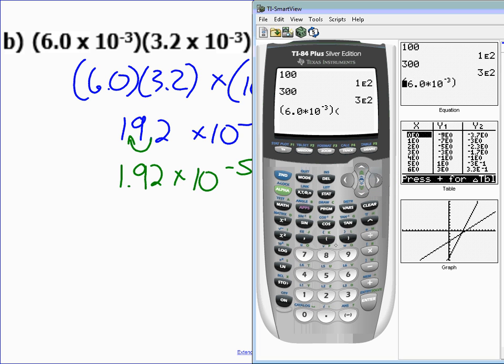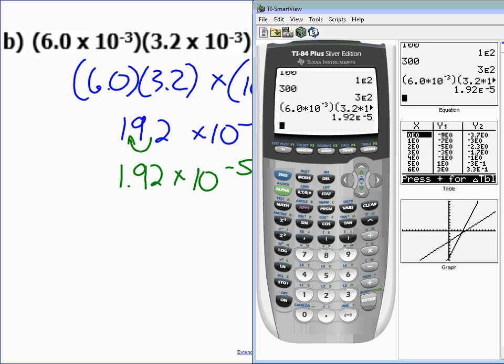Times 3.2 times 10 to the negative 3. We hit enter, and there's our 1.92 times 10 to the negative fifth. So whenever you see this E, that means that it's scientific notation.